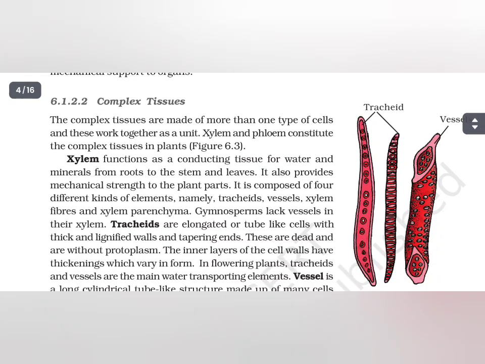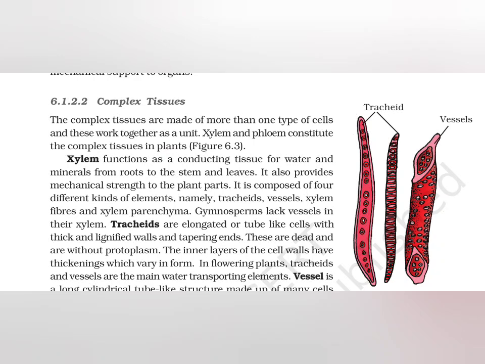Complex tissues. The complex tissues are made of more than one type of cells and these work together as a unit. Xylem and phloem constitute the complex tissues in plants. Xylem functions as a conducting tissue for water and minerals from roots to the stem and leaves. It also provides mechanical strength to the plant parts.